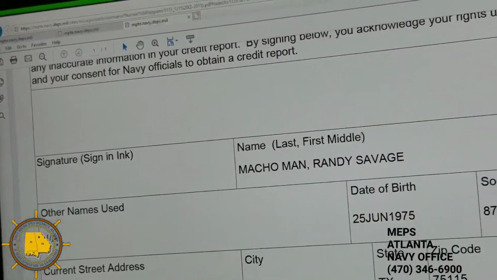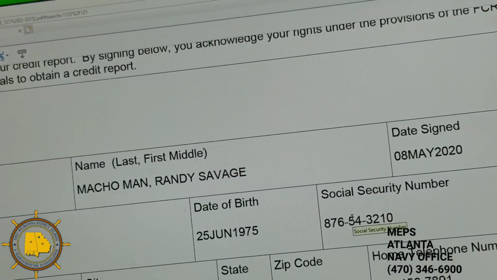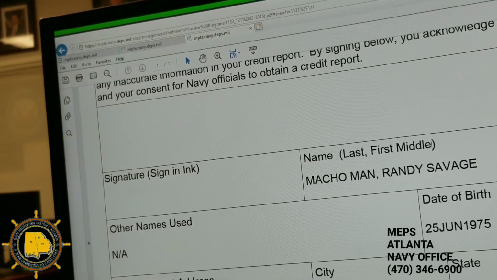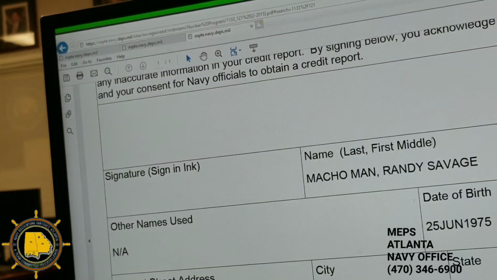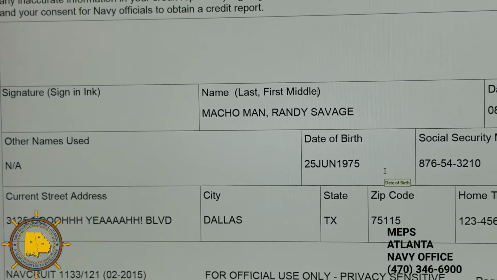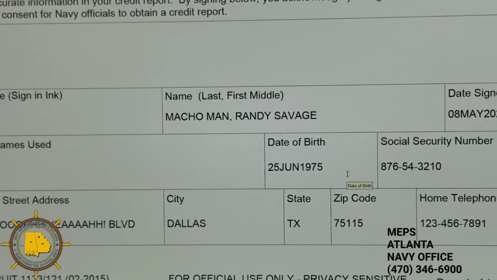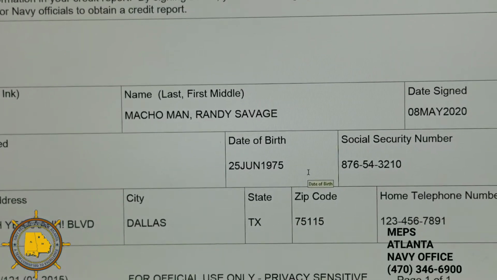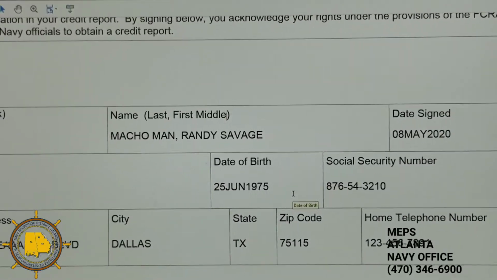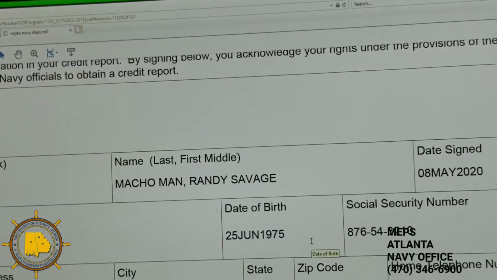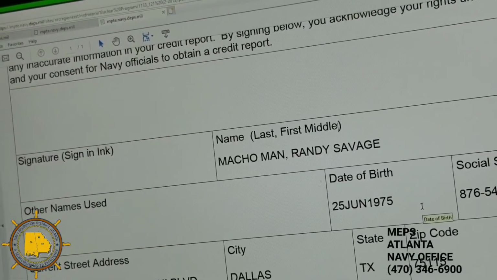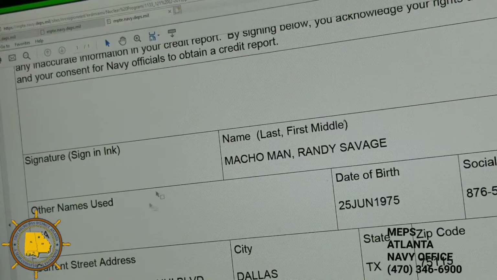You're going to put the applicant's social security number in the social security block. And then last but not least, you're going to put the applicant's address in the current address block, the city, state, zip code, and then you're going to put a good contact number for the applicant to be able to be reached by if need be. And then you're going to have the applicant sign in the signature block right there.